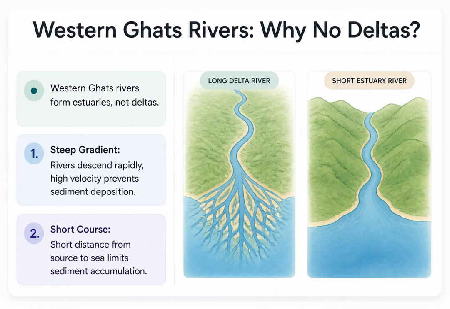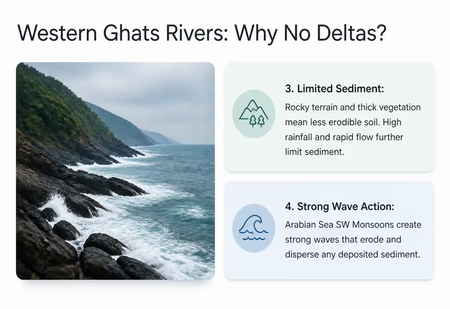The first reason is their steep gradient. The mountains drop sharply towards the sea, giving the rivers a high velocity that washes sediment away rather than depositing it. Secondly, they have a very short course. The short distance from their source to the Arabian Sea simply doesn't give them enough time or space to accumulate large sediment loads. The third reason is a lack of available sediment.